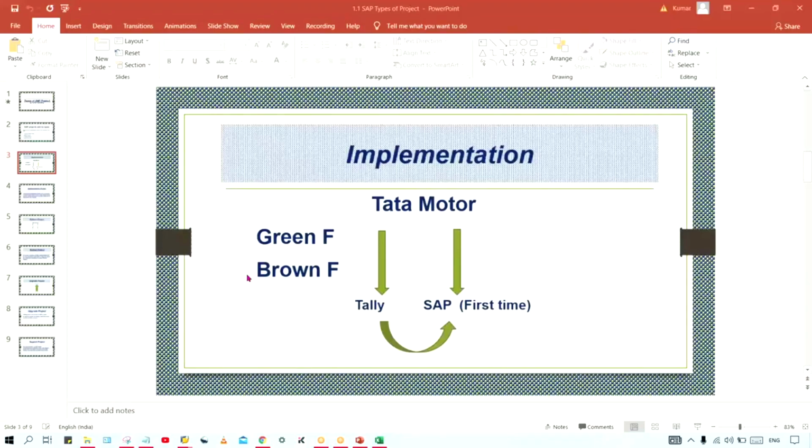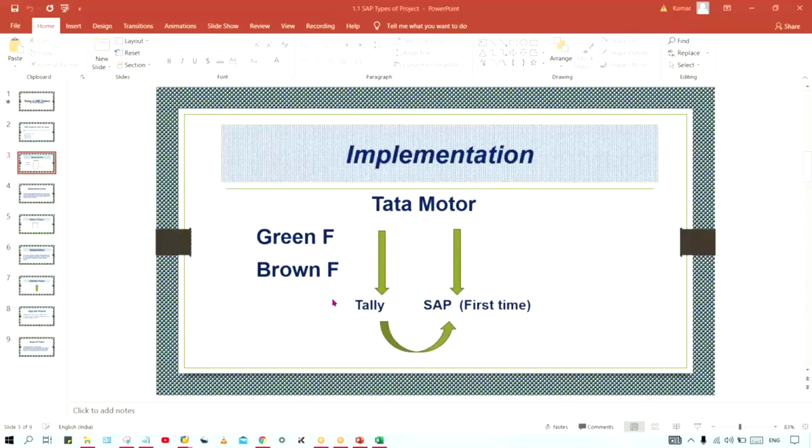Now the next one is brownfield implementation. This one is the classic example of brownfield implementation, right? Tally, that is the existing ERP. So the existing ERP is called what, guys? Legacy system. Okay, in SAP language it is called a legacy system. So this Tally is called a legacy system. Instead of Tally, if any other ERP is there, that is also called a legacy system, right?